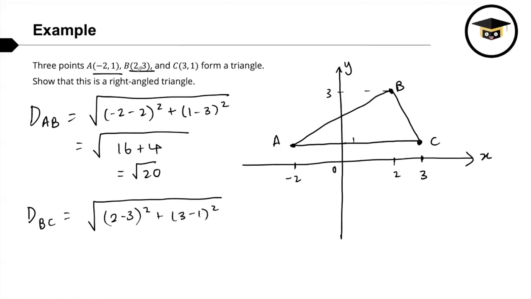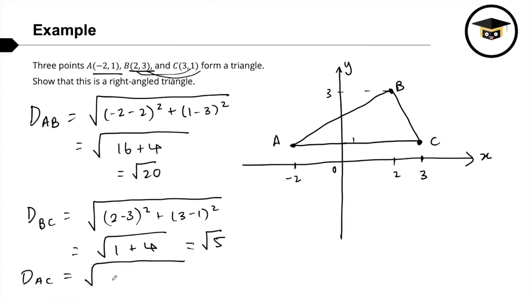You can see I've done 2 minus 3 and 3 minus 1. That's equal to 1 plus 4, which is root 5. And finally, we have the distance of AC, which is equal to the square root of (-2 minus 3) all squared plus (1 minus 1) all squared, which is equal to the square root of 25 plus 0, which is just 5.